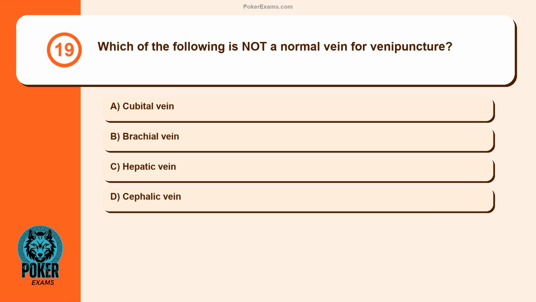Question 19. Which of the following is not a normal vein for venipuncture? Cubital vein, brachial vein, hepatic vein, cephalic vein.